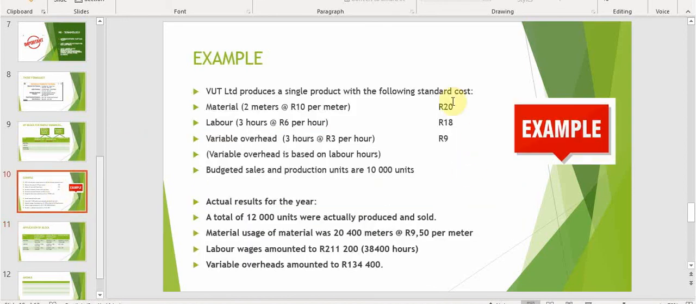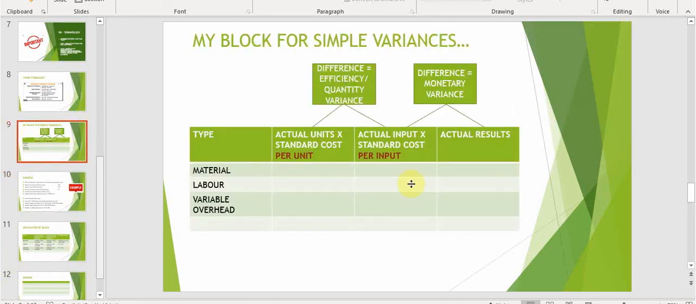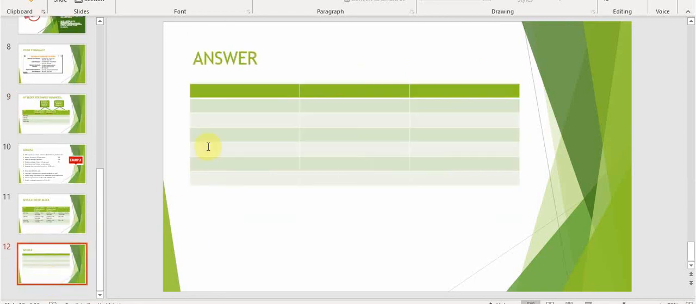So you need to know this is the unit cost, this is the input cost, and these represent the actual inputs for the year. Now, the difference between the second and the third block is your efficiency or quantity variance, and the difference between the third and the fourth column is your monetary difference. So if we now calculate our final answer, I have a material price variance and I have a material quantity variance.